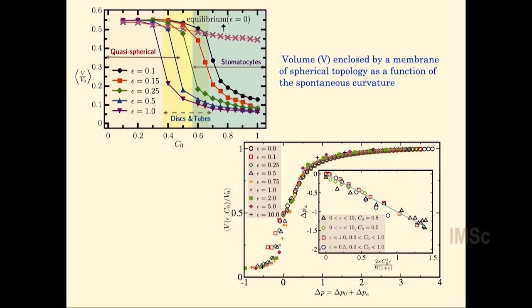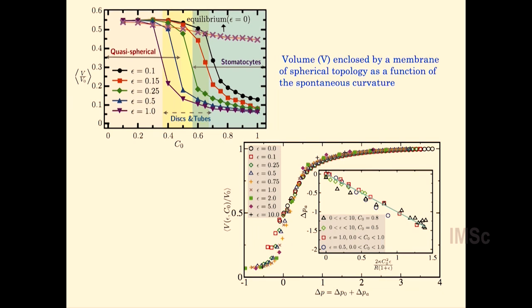Okay, different rates of activity, and this is the equilibrium fluctuation which you see here. And then you can see that as you have activity, as a function of different values of this spontaneous curvature, the preferred curvature which it likes to have, you have this transition to different shapes, so from a spherical shape.